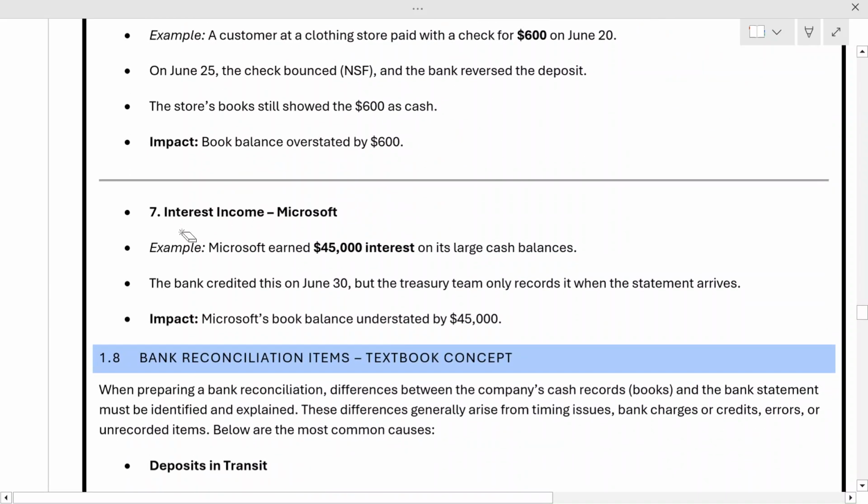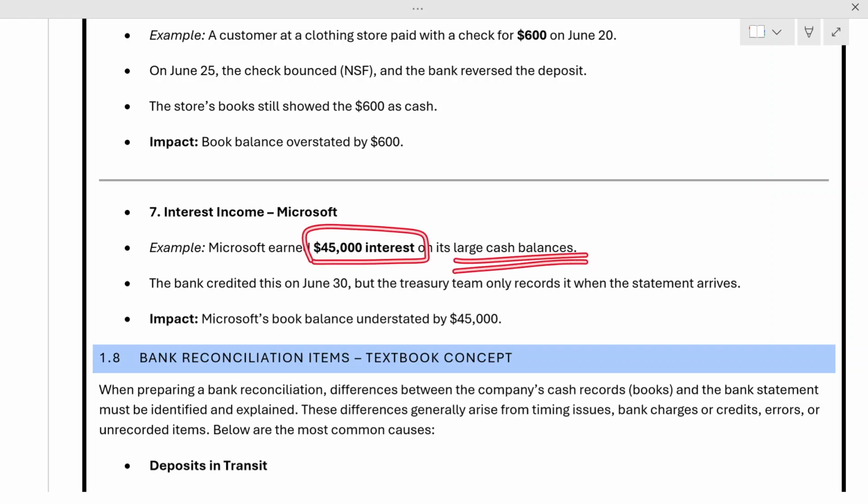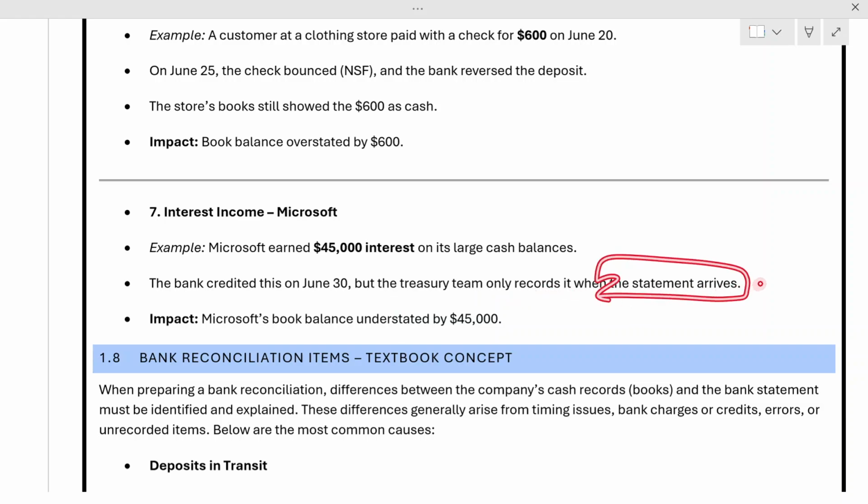And another example is for the interest income. So let's talk about the Microsoft example. They earned an interest of $45,000 on its large cash balance. Now the bank credited this interest in their bank account on 30th June, but the treasury team only records it when the statement arrives, and if the statement arrives after 30th, they don't know about it. So what will happen? Microsoft's book balance will be understated. They are not showing their interest in their books of accounts.